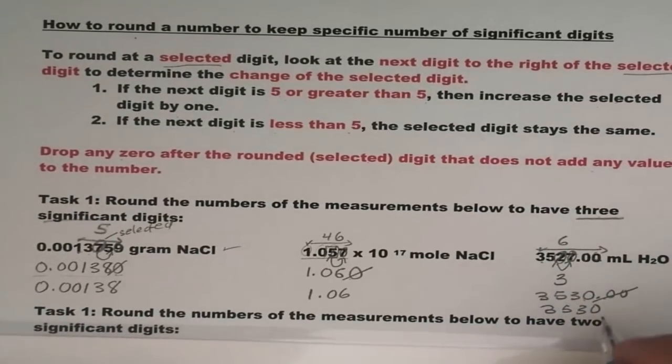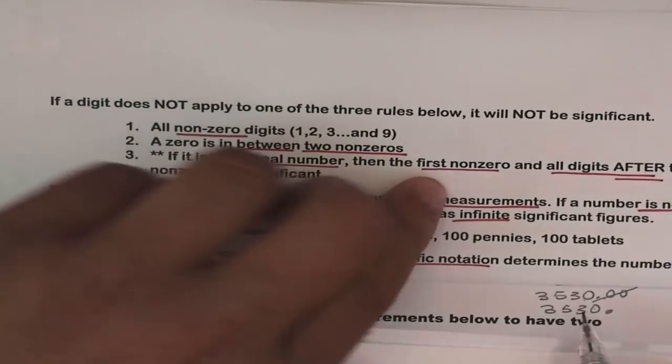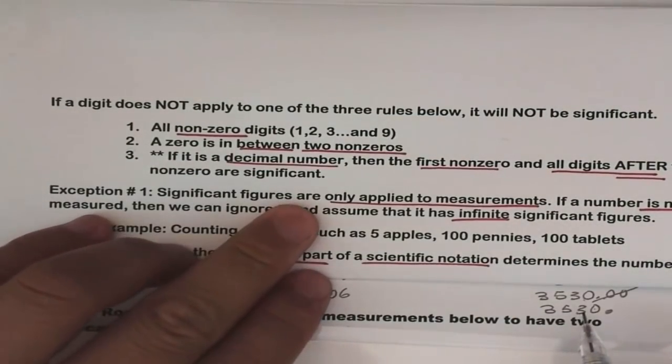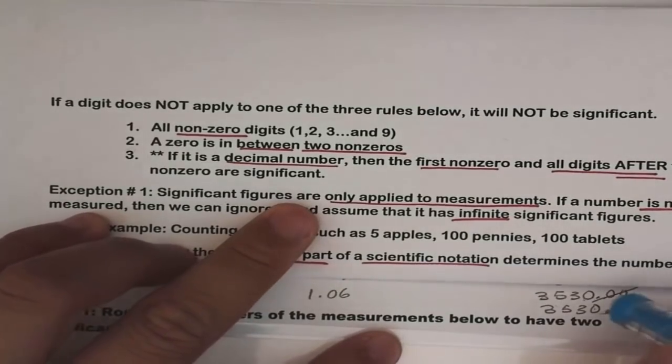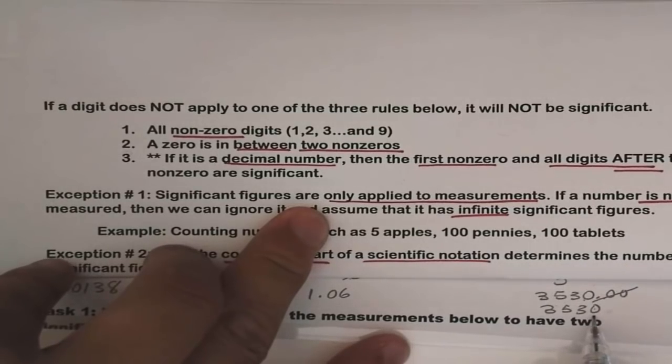So what we have here is 3530. But do I keep the decimal? If I keep the decimal, how many sig fig am I going to have? 1, 2, 3, 4. Because going back to the rule, for a decimal number, we start from the first non-zero and count all the digits after that non-zero. In this case, it's going to be 4 sig fig. So what we have to do is remove that decimal, and now that 0 becomes insignificant as a sig fig, but still adds value to the entire number.